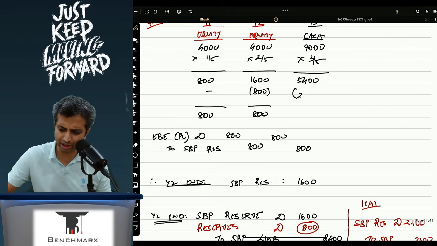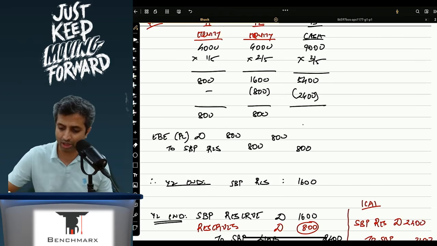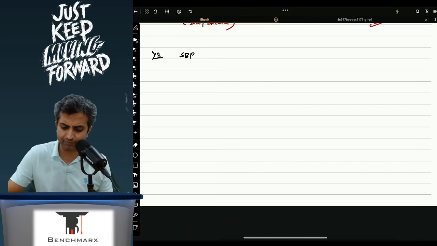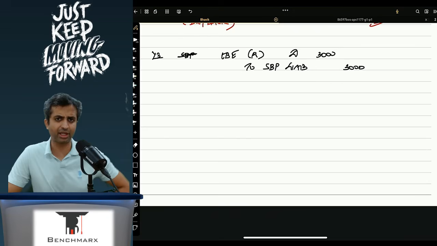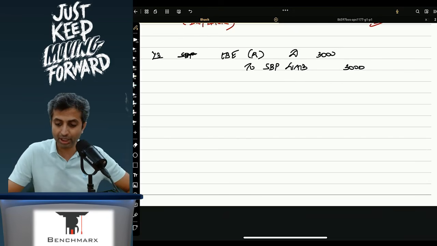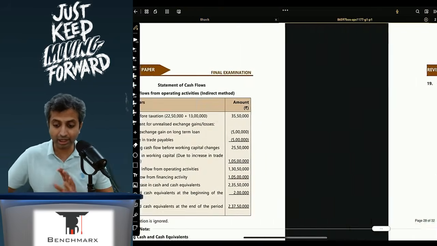Earlier, I think 2,400 was recorded in SBP liability, minus 2,400, and hence I think 3,000 will be recorded. So when I go to year 3, this will be employee benefit expense account debit, which will go to the profit and loss account, to SBP liability 3,000, and then in the 4th and the 5th year, again depending on the fair value, you will solve. But you have not been asked for year 4 and 5, and that is where you can rest your case.